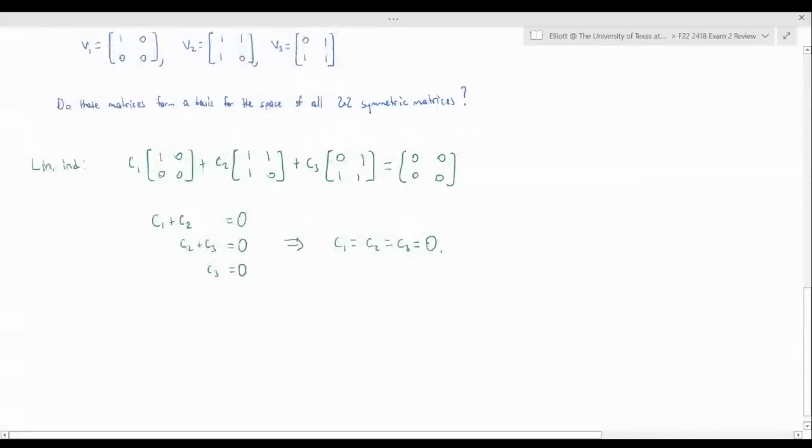So here, this proves that the three matrices that we have are linearly independent.